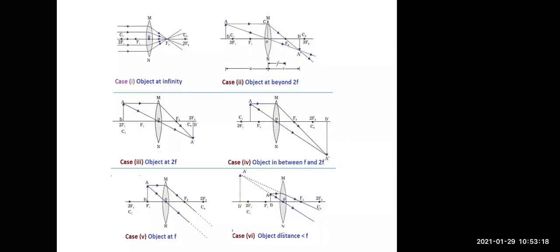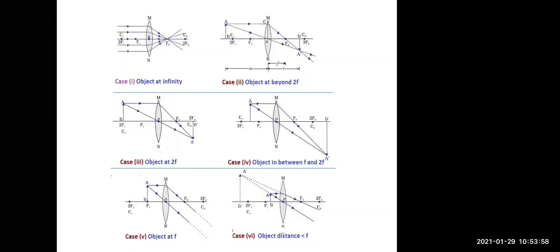So whatever incident rays are coming from the object, all those rays converge at a point, and there we get a point image, and the nature of the image is real and inverted. The image which is formed is at the focus point. Now here you can see the incident rays are all passing, and with the help of the first rule, whenever the incident ray is parallel to the principal axis, the refracted ray will pass through the principal focus. So only the first rule is applied here.